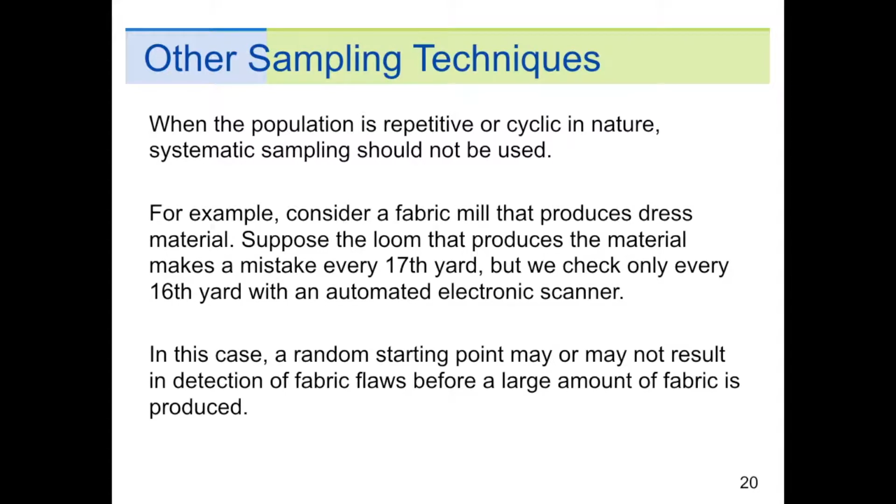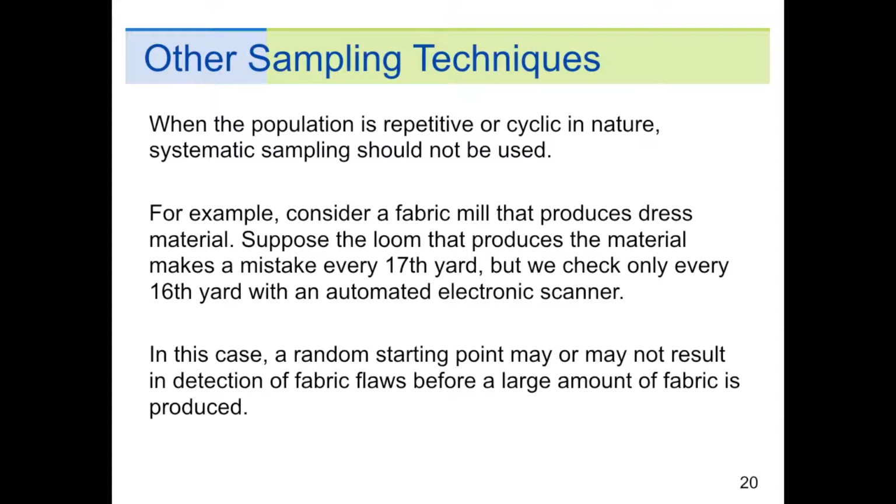For example, consider a fabric mill that produces dress material. Suppose the loom that produces the material makes a mistake every 17th yard, but we only check every 16th yard with an automated electric scanner. In this case, a random starting point may or may not result in detection of fabric flaws before a large amount of fabric is produced. So in this case, if we went to every 16th, but it actually made the mistake every 17th, what we would see would be that it never made a mistake.